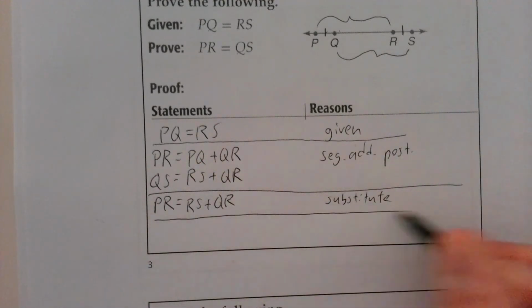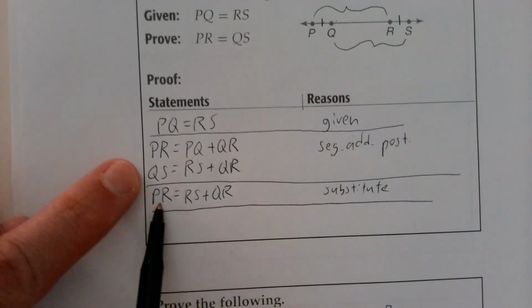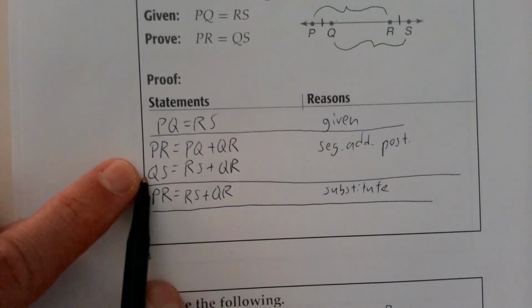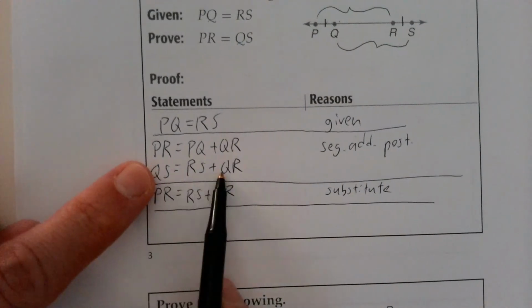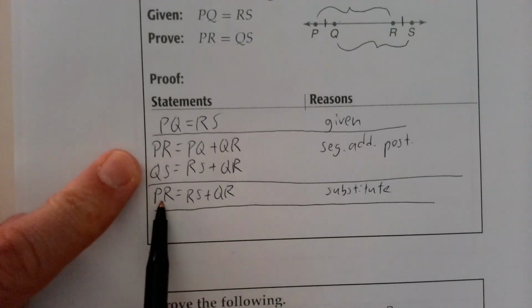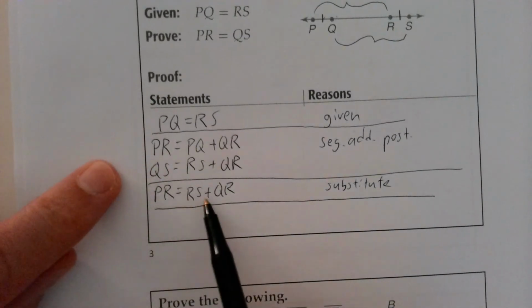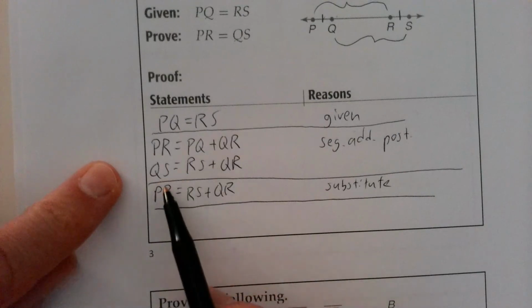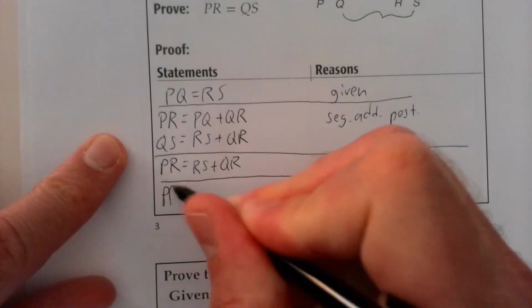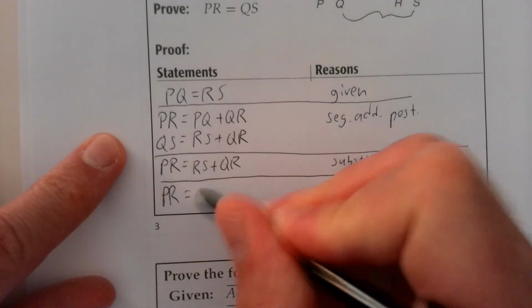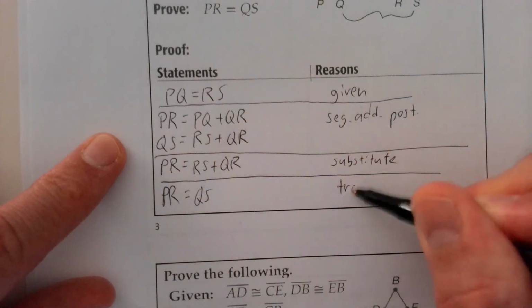Okay, so now if I take a look at PR and QS, the right hand sides are equal, and so therefore the left hand sides have to be equal. Anytime two things equal the same thing, they have to equal each other. So PR equals QS by the transitive property.